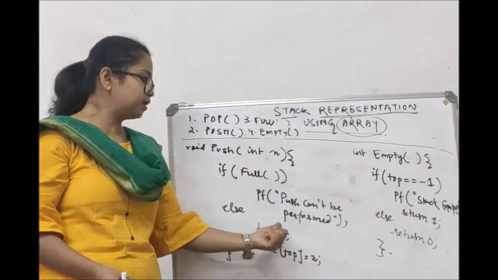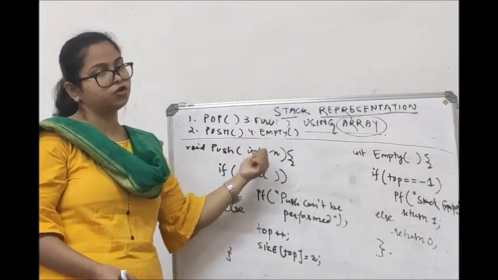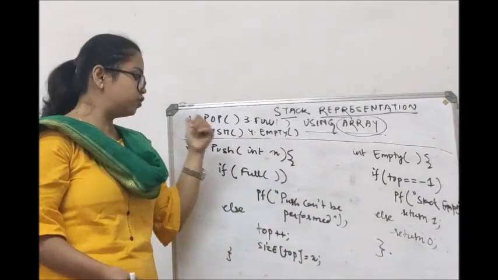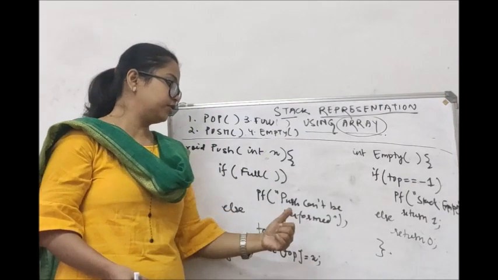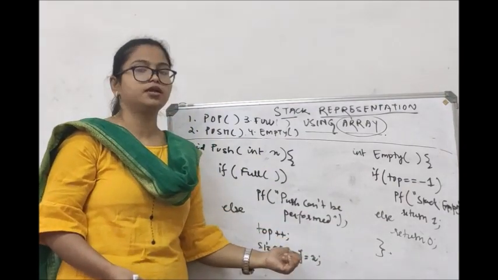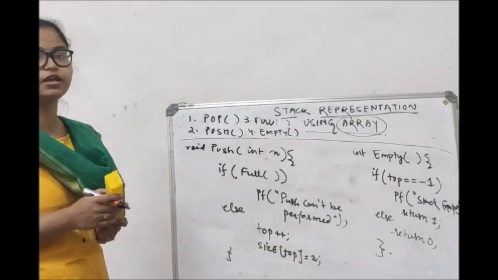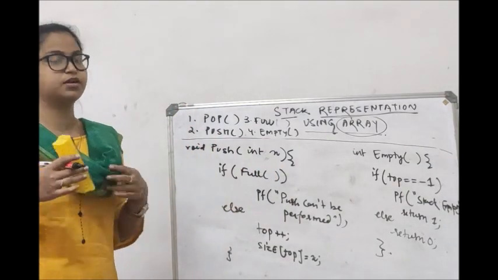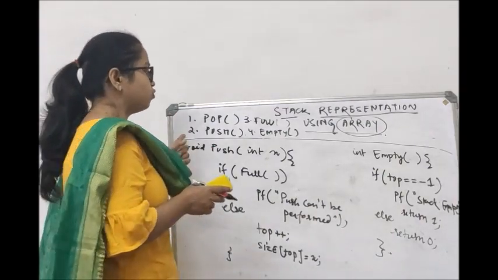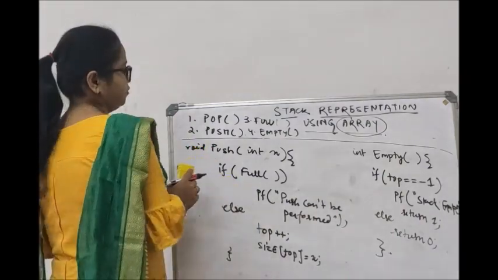It will go to the else part, since the if part is false, so it is not full, so top will be incremented and we will push the element into the topmost position. Okay, I hope you understood it. I have clearly said everything multiple times. Now we will see how to implement the pop function.